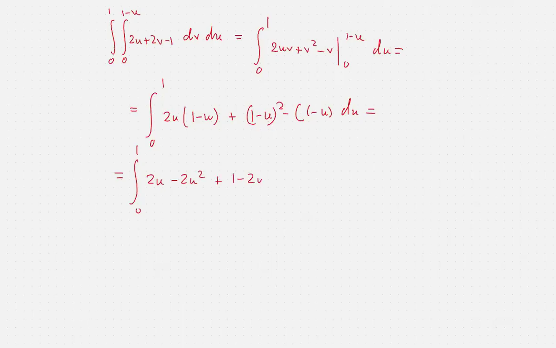Let's see what kind of simplification we have here. We have u squared minus 2u squared, so minus u squared. 2u minus 2u cancel, and we have plus u, and then plus 1 minus 1 du from 0 to 1, and this will be minus u cubed over 3 plus u squared over 2 from 0 to 1, which gives you negative 1/3 plus 1/2, which is 1/6. And that's it.